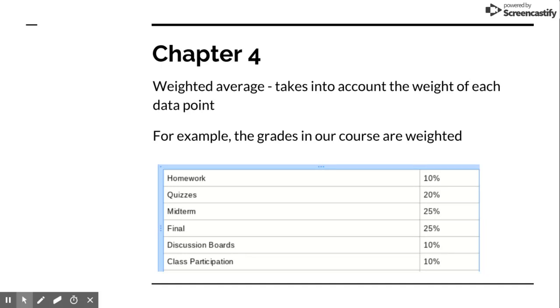The other piece in Chapter 4 we need to look at is the weighted average. The weighted average is when we take into account the weight of each data point. So for example, the grades in a lot of courses, as well as our course, are weighted. And this is from our syllabus. Homework counts for 10% of your grade. Quiz is 20%, midterm 25, final 25, discussion boards 10, and class participation 10.